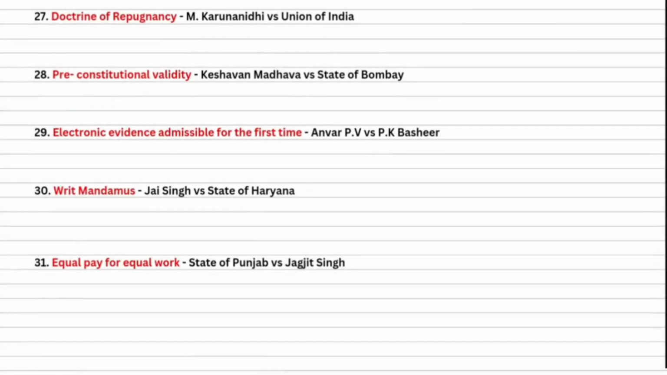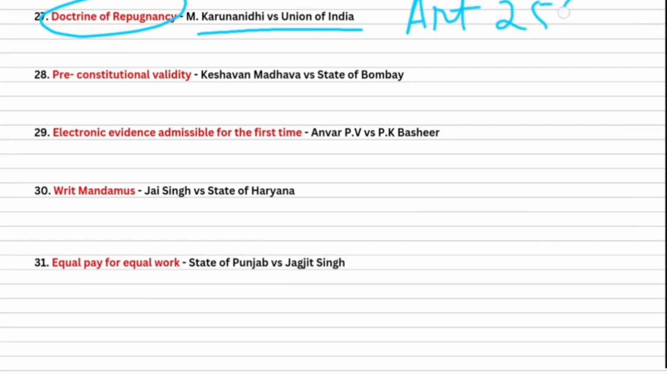Next up, we have the case of M. Karunanidhi versus Union of India. This is an important case law as it deals with the doctrine of repugnancy. Under this case, the Supreme Court ruled that if a state law contradicts with the central law, the central law will prevail as per the mandate of Article 254 of the Constitution.